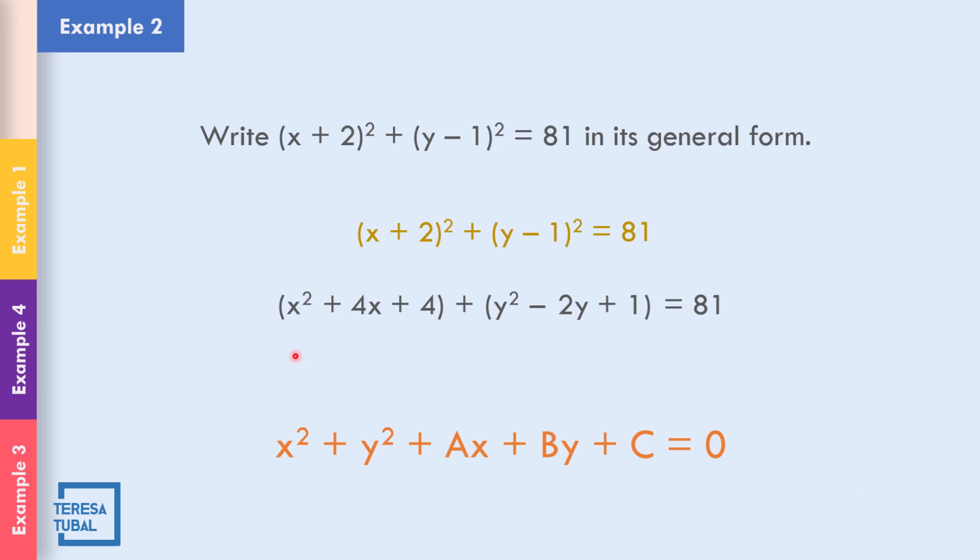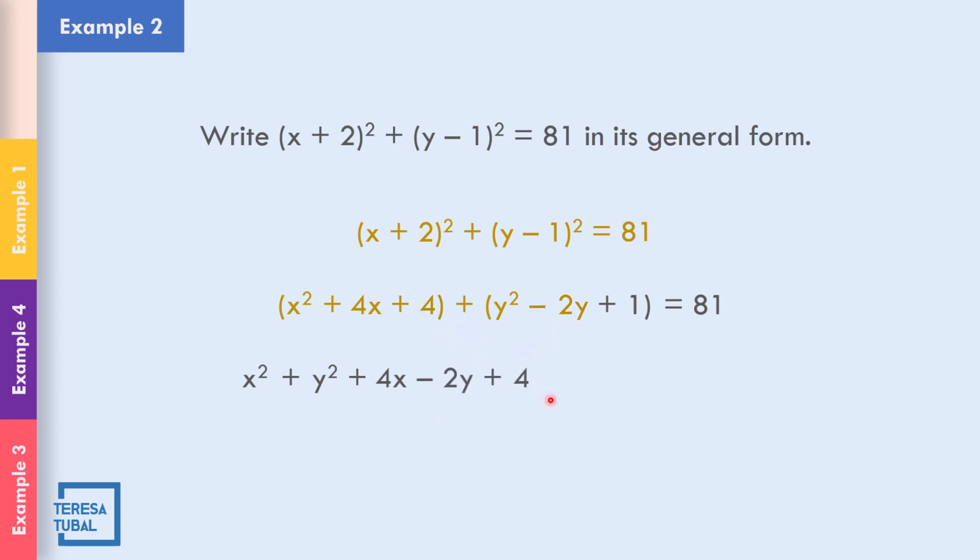So first we need to identify which is x squared. So copy x squared and then copy y squared. Another is ax, so it means positive 4x. And then by, so this is negative 2y. And then copy all the constants: positive 4, positive 1, and then positive 81 going to the left, that becomes negative 81 equals 0. As you can see, we arranged the terms into the general form of the equation of the circle.